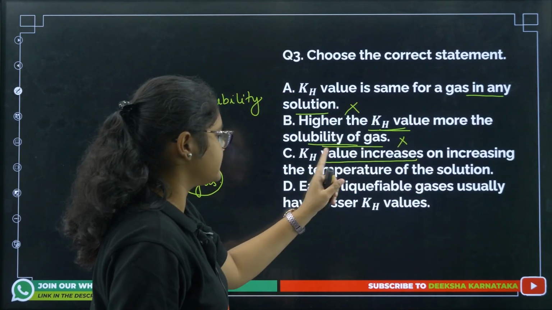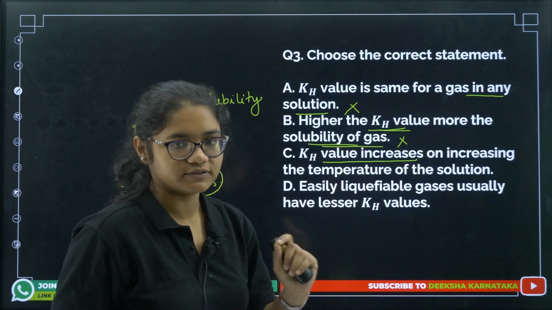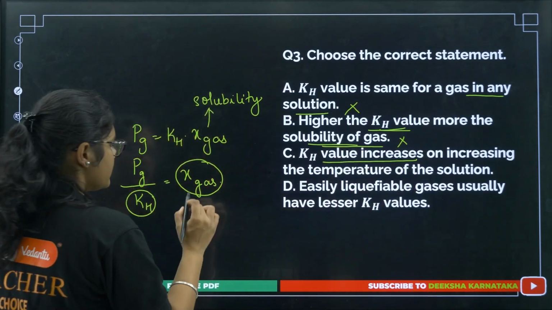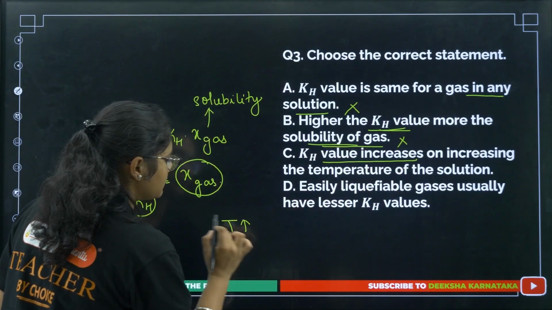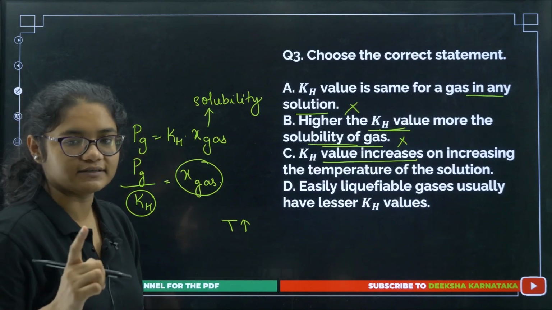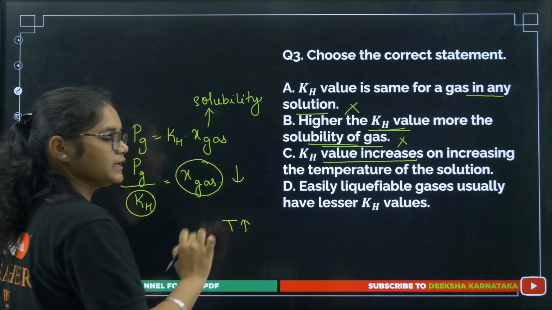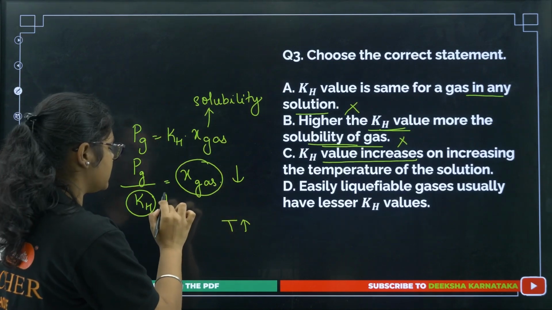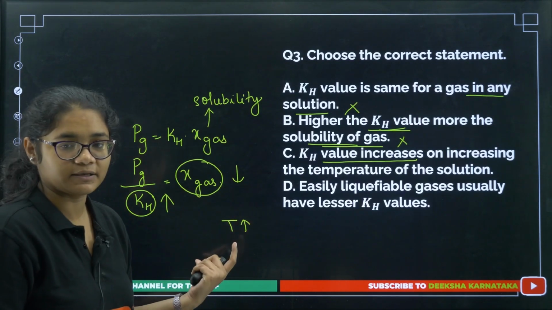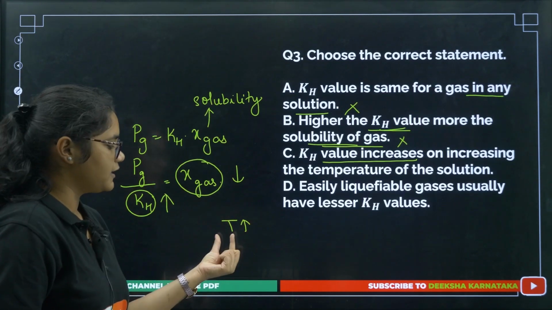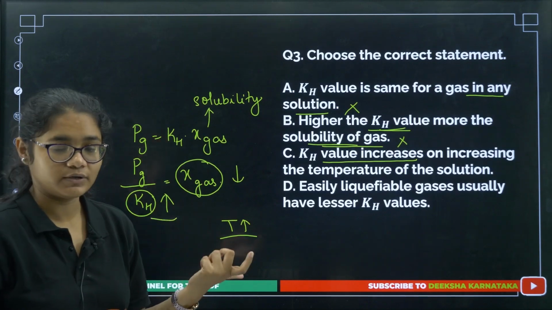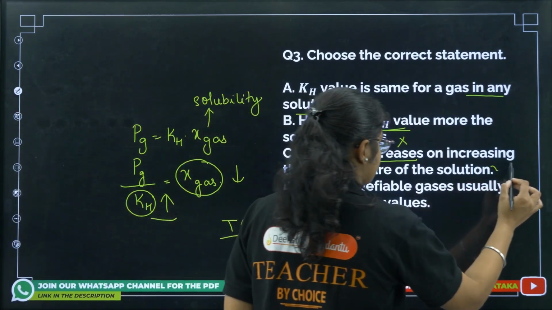KH value increases on increasing the temperature of the solution. First of all, if I increase the temperature, what will happen to solubility? Just now we discussed that if temperature increases, solubility decreases. If solubility decreases, then KH will increase, because they are inversely proportional. So if I increase the temperature, KH is also increasing. So this is a correct statement.